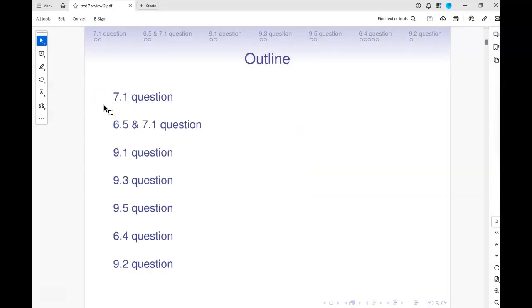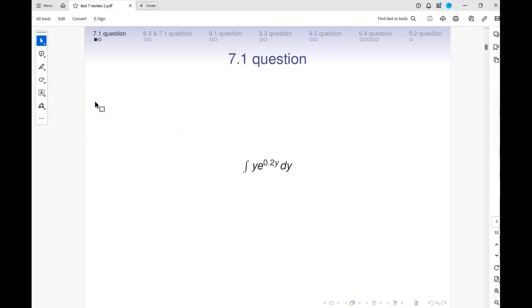All right. So we'll start with a 7-1 question. This should be no calculator. So you have the integral of y e to the 0.2y dy. This is no calculator, you said? Mm-hmm. Okay. I don't think it would help you anyways, but. Right.